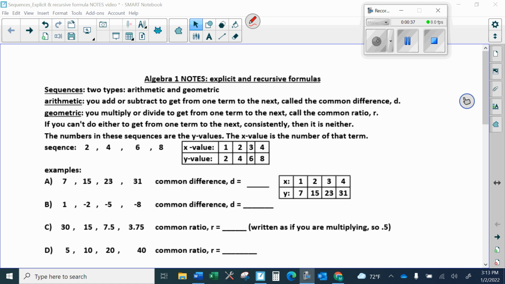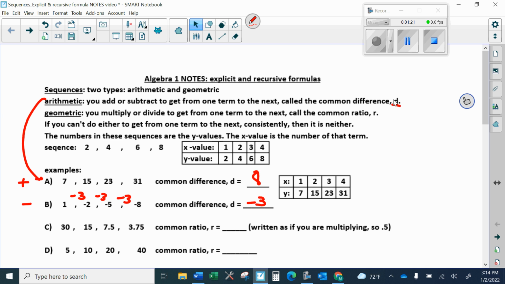Okay, so sequences, we have two types, arithmetic and geometric. Arithmetic means you add or subtract to get from one term to the next, called the common difference, D. So if we go down right now to example A here, how do I get from 7 to 15 to 23 to 31? I add 8. So that is an arithmetic sequence because I'm adding or subtracting, in this case adding. Okay. B, what am I doing to get from 1 to negative 2? I'm subtracting 3 each time. So that common difference is negative 3. Remember, it could be plus or minus. If I add or subtract to get from one term to the next, that is an arithmetic sequence.